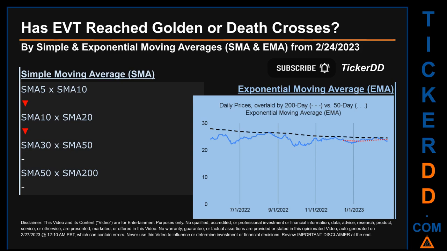Continuing with SMA, we looked across the 5 to 10, the 10 to 20, and the 30 to 50-day ranges to see if golden and death crosses had been reached. We found death cross signal for the 5 to 10, the 10 to 20. We could not find either golden cross or death cross signal for the 30 to 50, the 50 to 200.